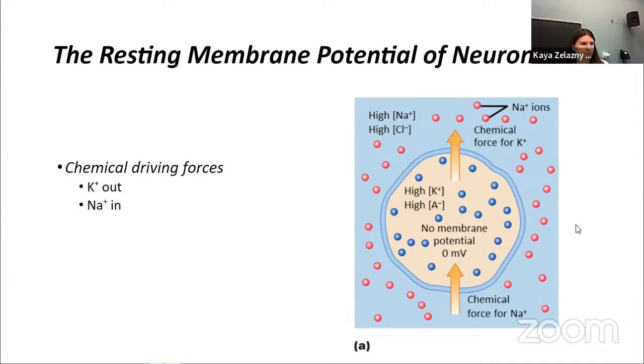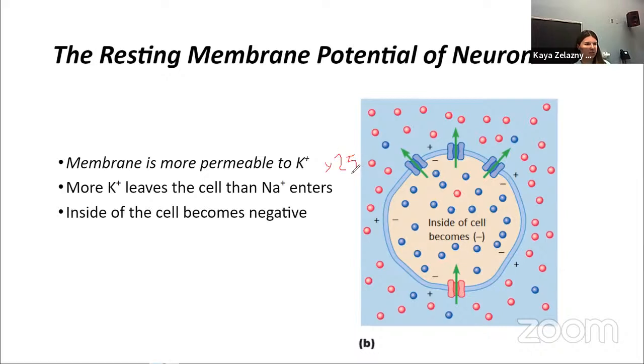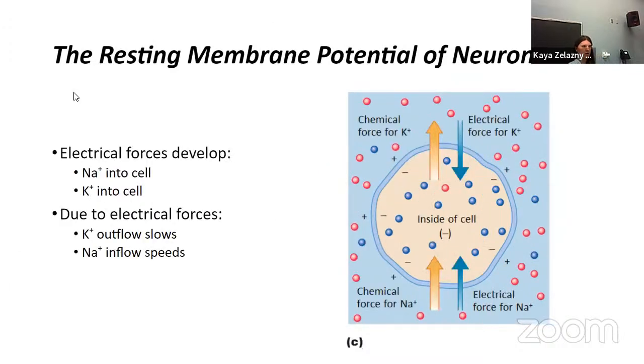So that was true on our first slide as well when we were looking at the existing membrane potential. The membrane is more permeable to potassium, 25 times more, in fact. So more potassium is leaving the cell. So the inside of the cell is becoming negative, even though we have some sodium coming in. Sodium wants to come in, a little bit of sodium does come in, but the cell stays very negative because lots of potassium is moving out. So electrical forces are now developing.